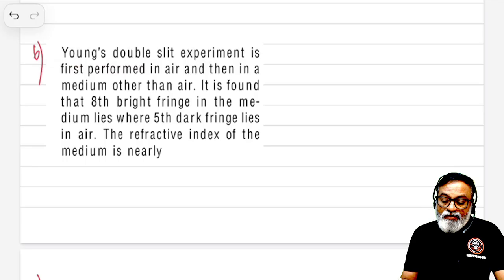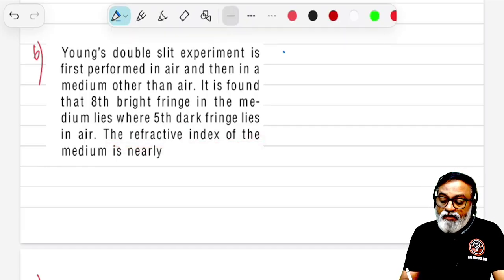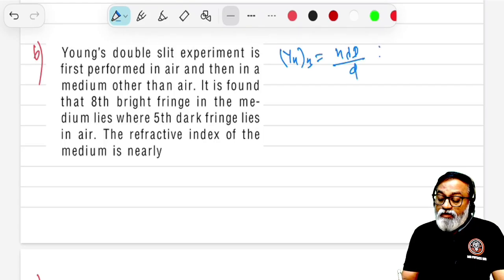Young's double slit experiment is first performed in air, then in a medium other than air. It is found that the eighth bright fringe in the medium lies where the fifth dark fringe lies in air. Find the refractive index of the medium. So in YDSE, Yn bright is equal to n lambda D by d, but Yn dark is equal to (2n minus 1) lambda D by 2d.